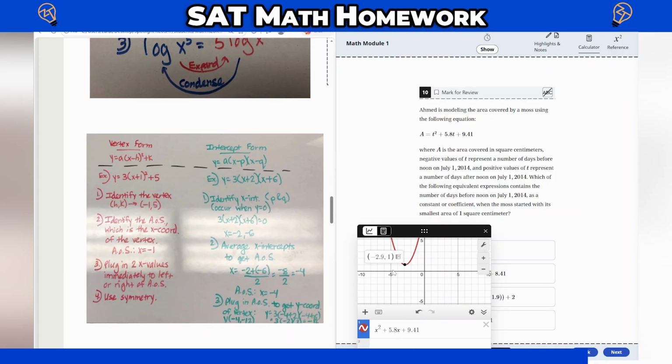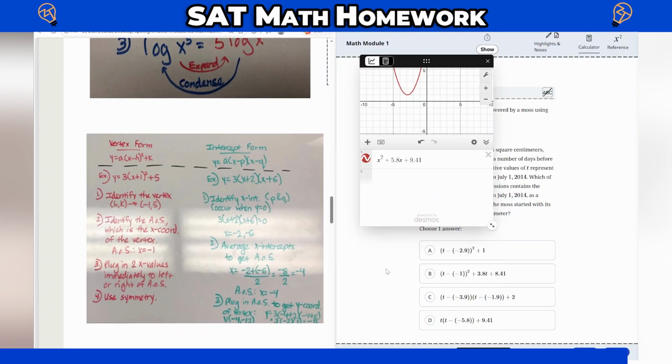Remember how we said opposite normal? So it'll show up as +2.9 in the parentheses and +1 outside. All right, so let's see which one shows that. The closest one is A, minus a negative is the same as plus, so it really does show it, and that's why the correct answer option is A.